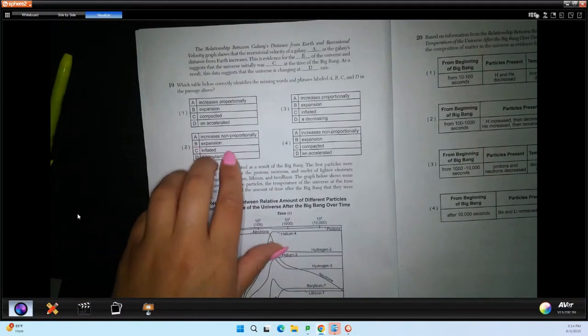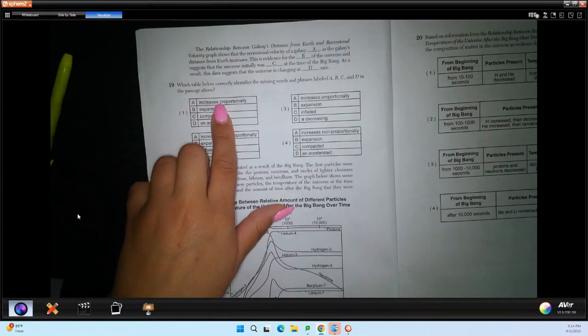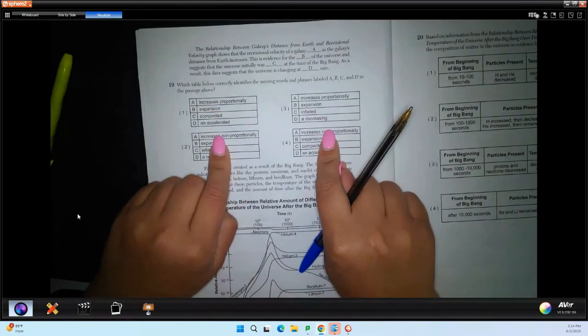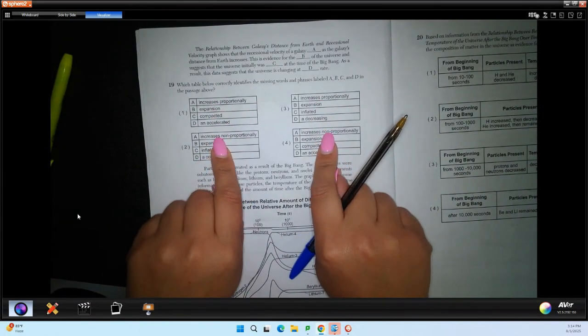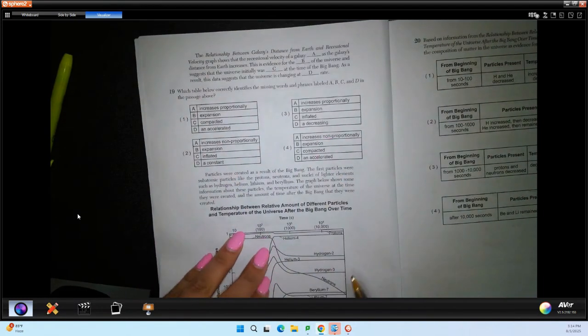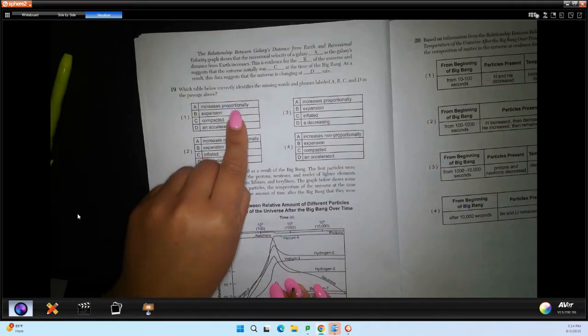Okay. So if I look here, I'm going to look at my differences. So I have A, increases proportionally. Those are the same. And then I have increases non-proportionally for my other 2. So we know that it's increasing overall. So the difference here is proportionally means that I have a constant slope, and my data points are pretty close to that constant slope.